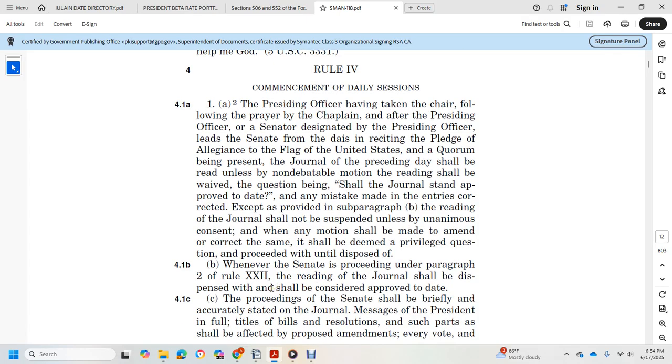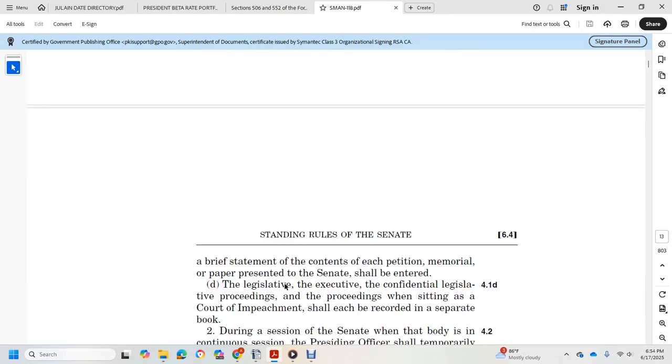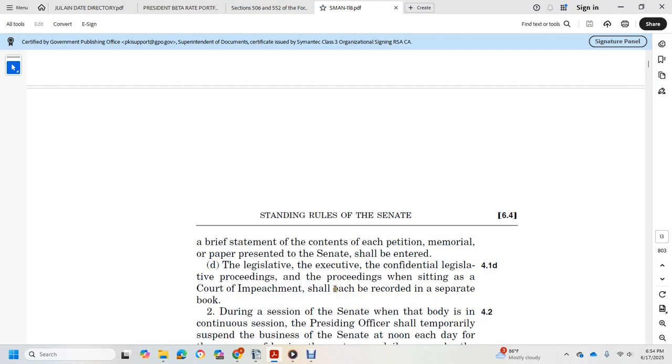The proceedings of the Senate shall be briefly and accurately stated on the journal. Messages of the President in full, titles of bills and resolutions, such parts as are affected by proposed amendments, every vote, and a brief statement of the contents of each petition, memorial, or paper presented to the Senate shall be entered. Legislative and executive confidential legislative procedures. The proceedings when sitting as a court of impeachment shall be entered on the record in a separate book.